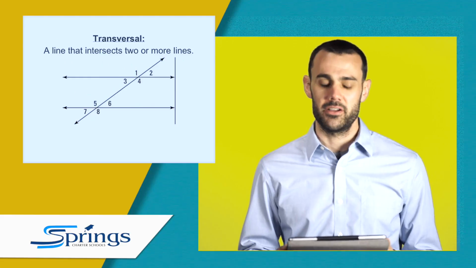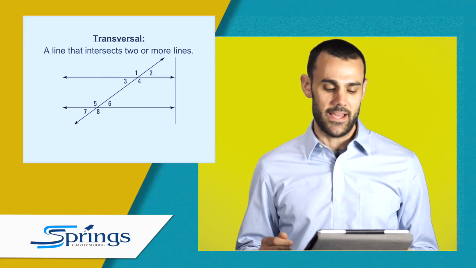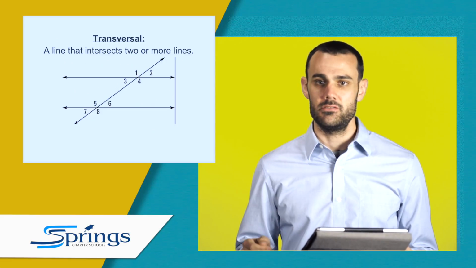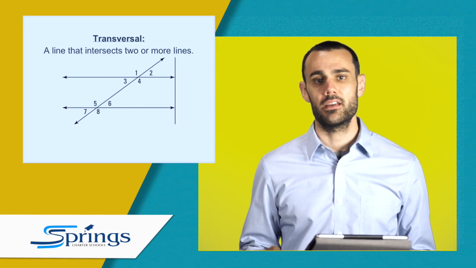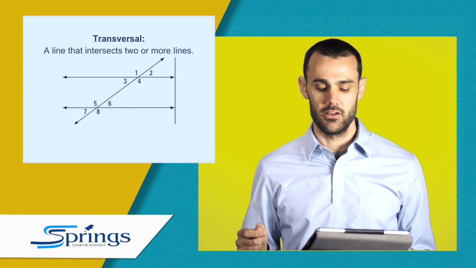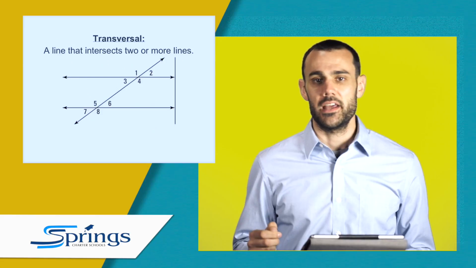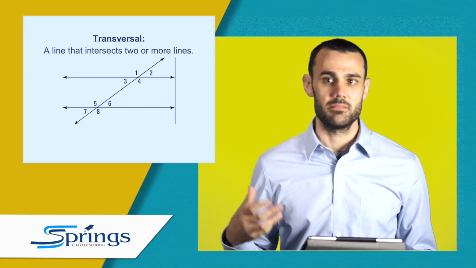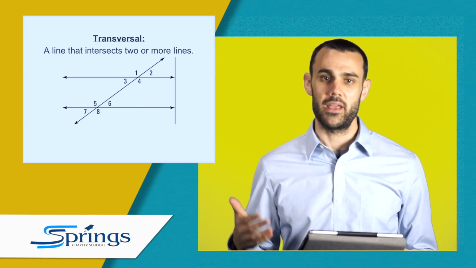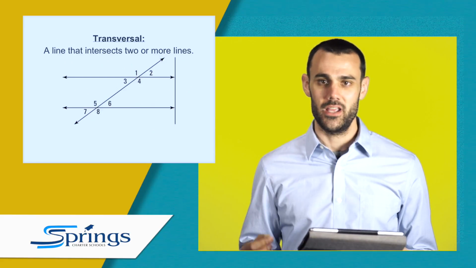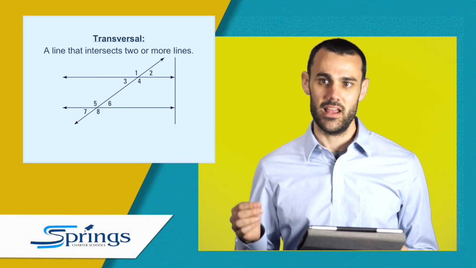All right, a big one, transversal: a line that intersects two or more lines. You can see here we have two lines running horizontally and then one that cuts through the two different lines at an angle. Now, it says if it intersects two or more lines, so we could have 3 lines or 10 lines. It just depends on the particular image. When a transversal intersects 2 or more lines, we create at least 8 different angles.